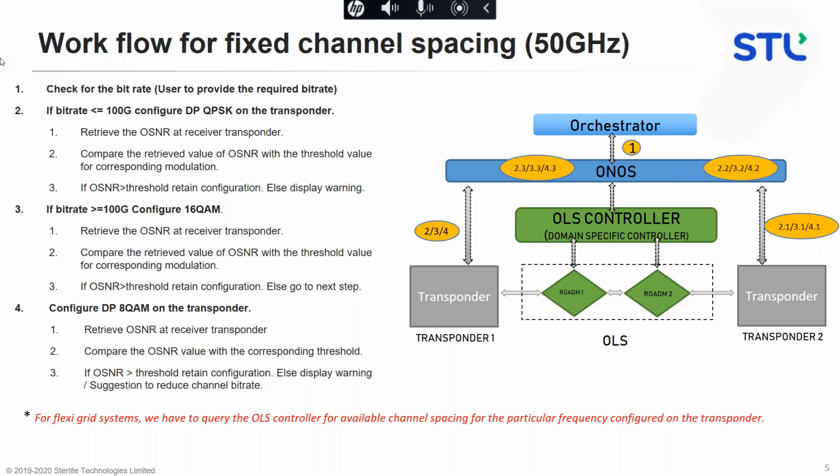So here we have considered a fixed channel spacing of 50 GHz. In the case of flexi-grid systems, we'll have to query the OLS controller for the available channel spacing for the particular frequency configured in the transponder. So this is all from my side. Any inputs on this whole part?